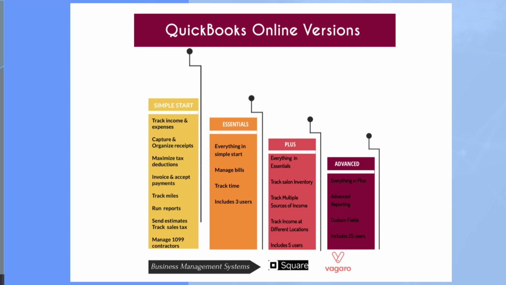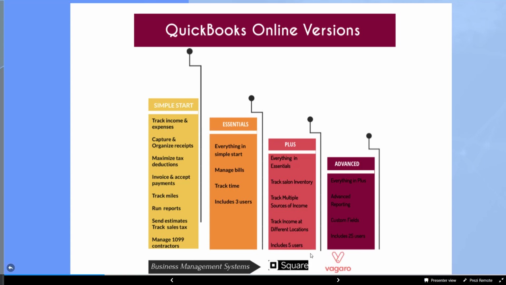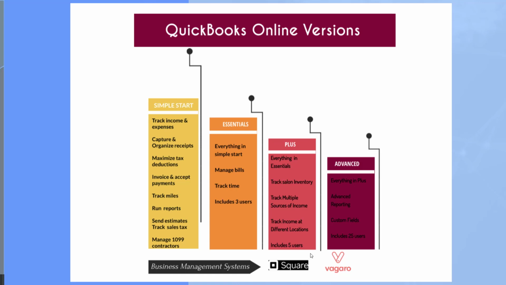Also, even if you do sell retail, selling retail does not necessarily mean that you have to use QuickBooks Online Plus. It just depends on how you choose to track it. Now, I have several clients that use Vagaro and they use Square also. So if you use Vagaro as a business management system and you use Square, then you can actually track all of that information inside of Vagaro and inside of Square.